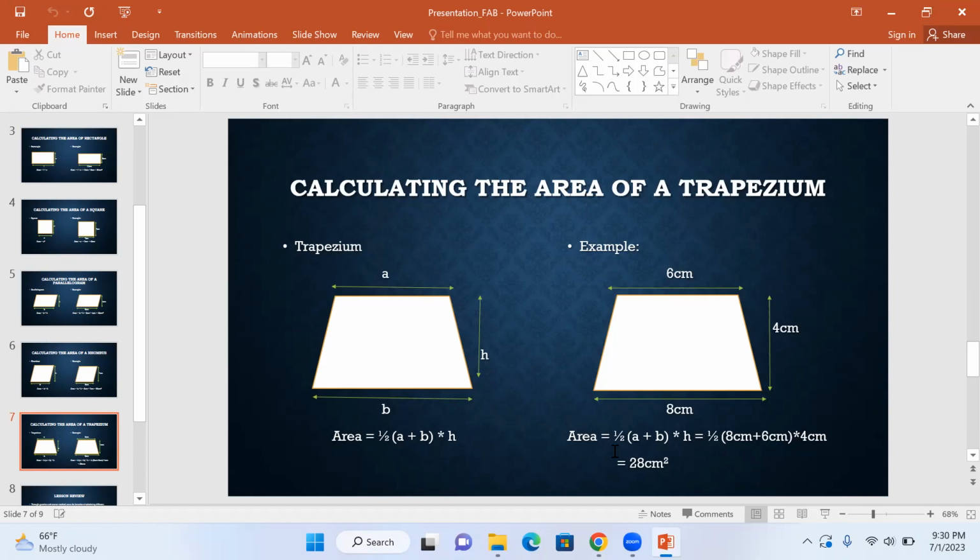Yeah, correct. And that is what this example has done, as Jacob has taught us. That is a half times the addition of the parallel sides, that is the 8 centimeters and the 6 centimeters. Then you multiply by the 4 centimeters, which is the height. Yeah, correct, Jacob.